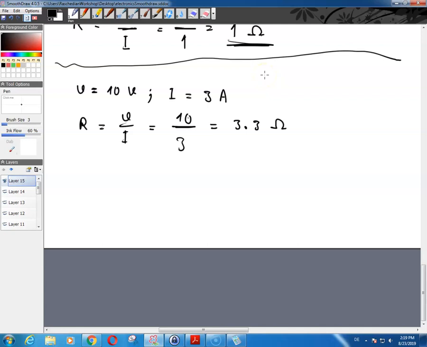Now there's a part about resistors that we will talk about in the next video, and we'll have some calculations related to power and that sort of thing. So I'll see you in the next video.